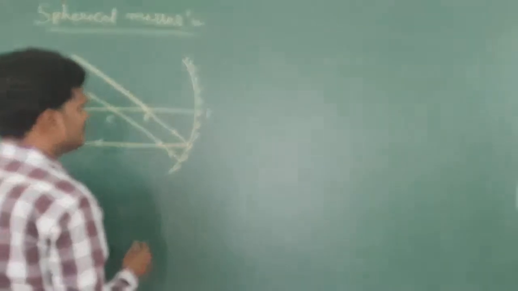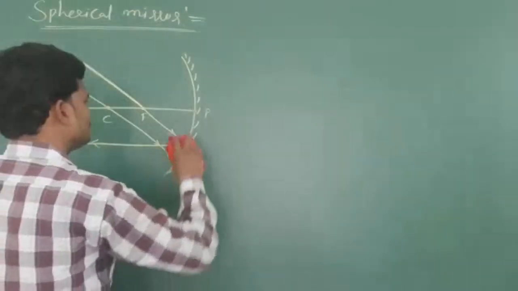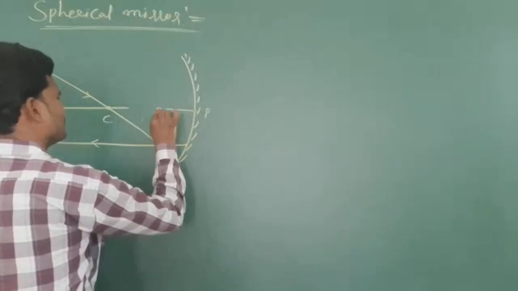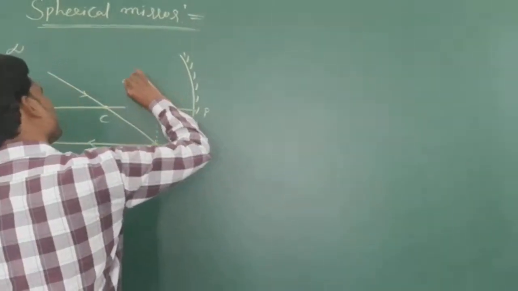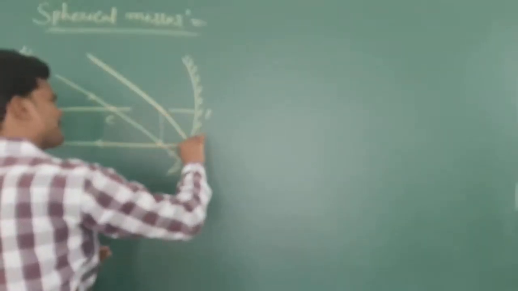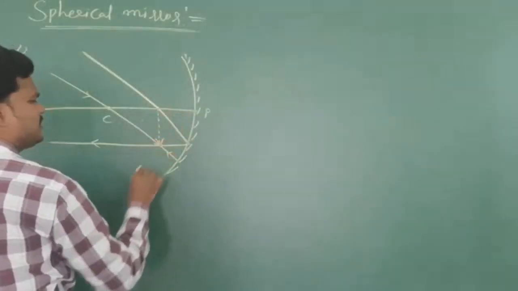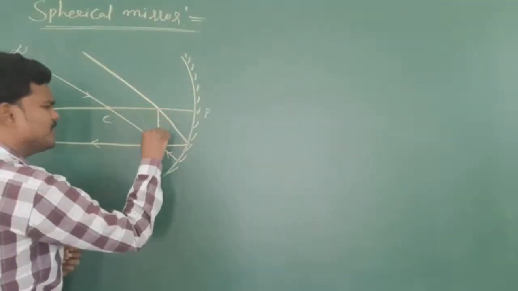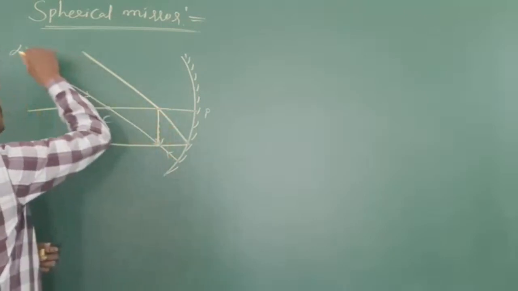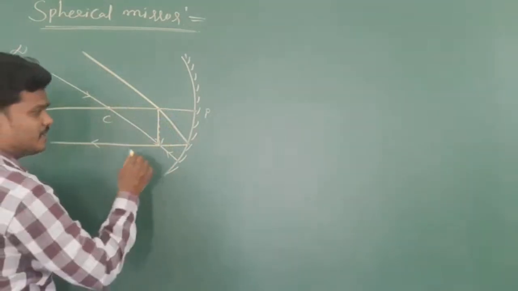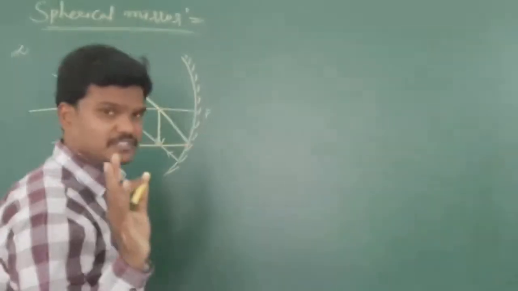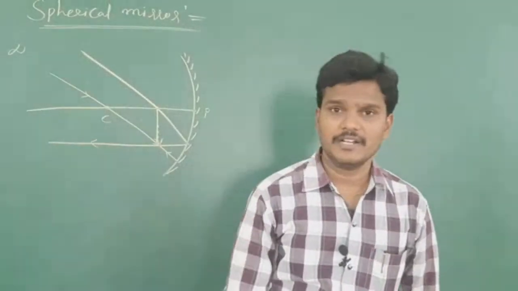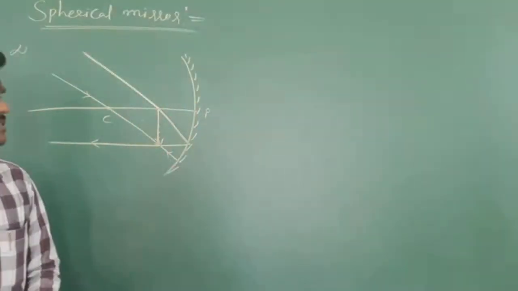Now here you will get some image. The image is not clear, let me draw perfectly. See, this is the image. The size of the image is very small. You are going to get a real image. If the object is at infinity, we will get a real, inverted, diminished, small image. So we will get a real inverted diminished small image.